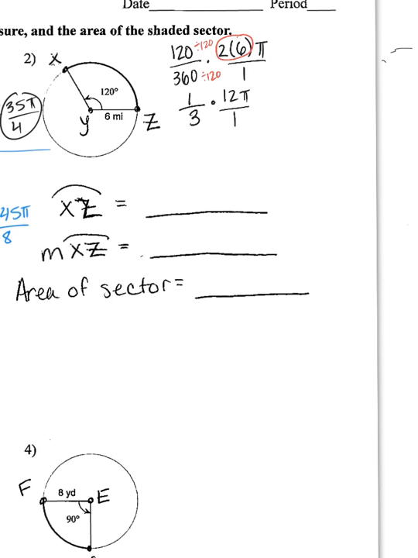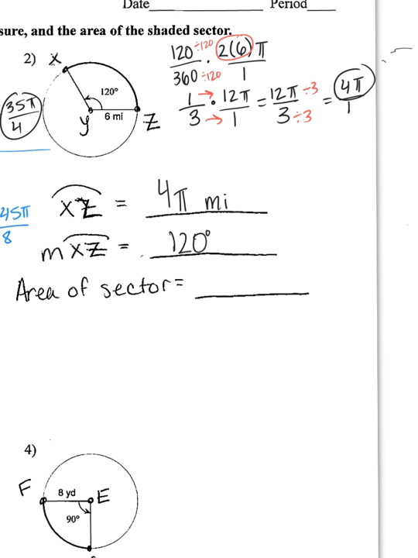I can go ahead and multiply straight across, and I get 12 pi on the top over 3. But before I write that as my final answer, I see that both of those numbers are divisible by 3. So I would get 4 pi over 1, or in other words, just 4 pi. So my answer for the length would be 4 pi miles. The next one asks for arc measure. Since it's an M, I know it's just the central angle, which is 120 degrees.